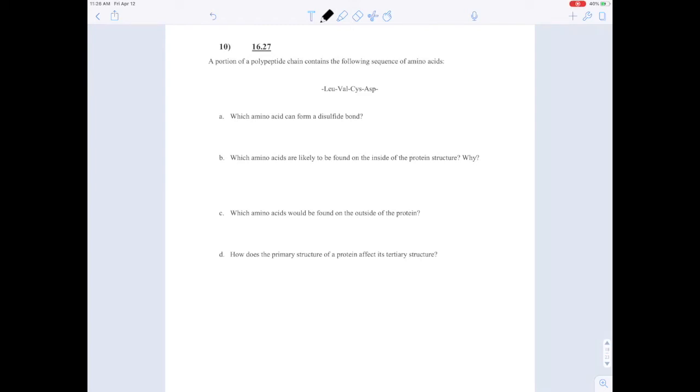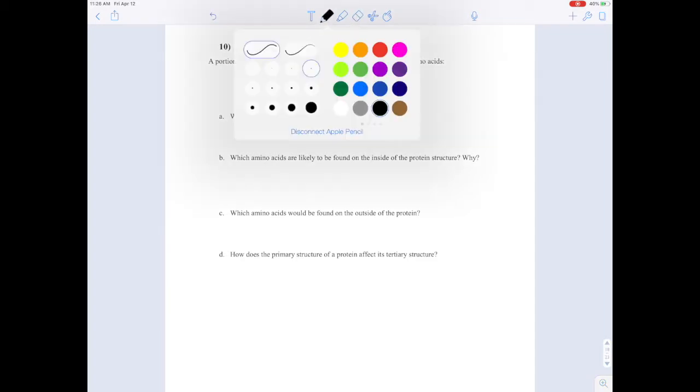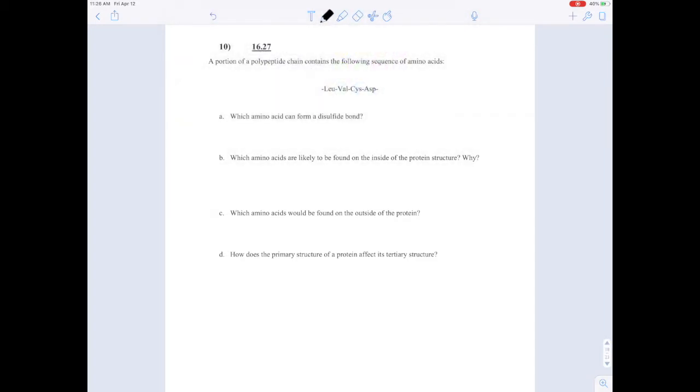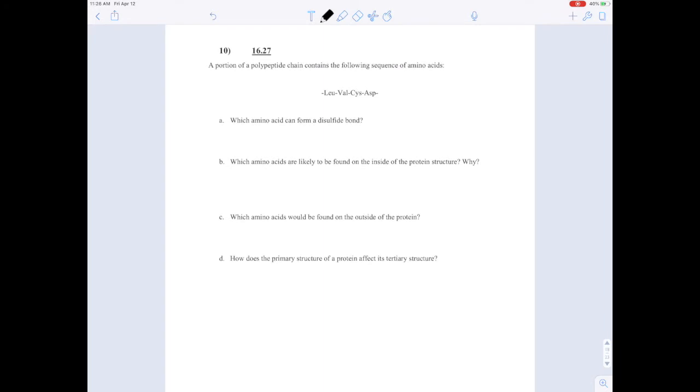Chapter 16, question 10, gives you the primary structure of a peptide. That's the order of amino acids, so leucine, valine, cysteine, aspartic acid. And then it asks you questions about the tertiary structure. So, first thing we want to do is to classify each of these amino acids.